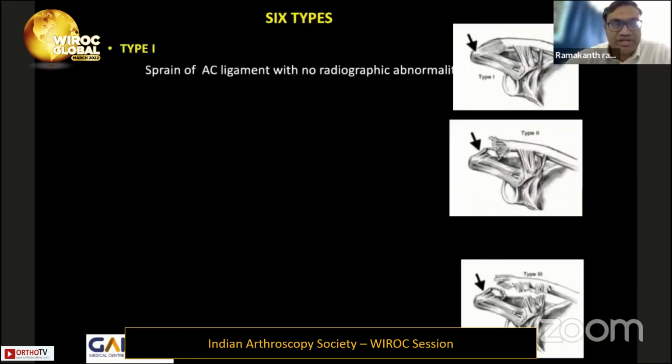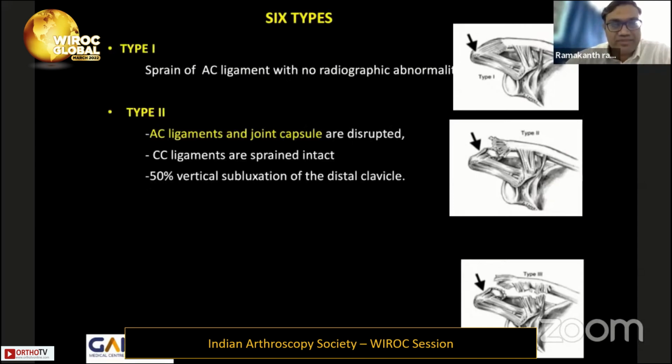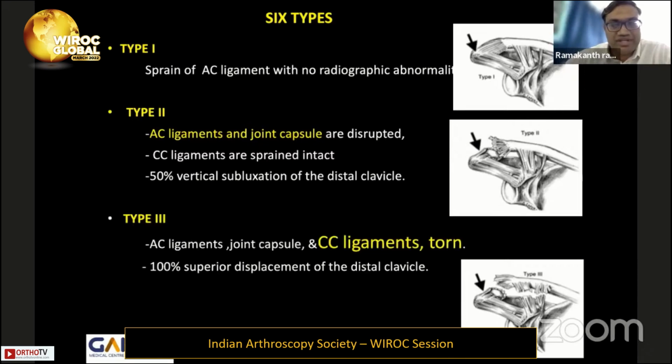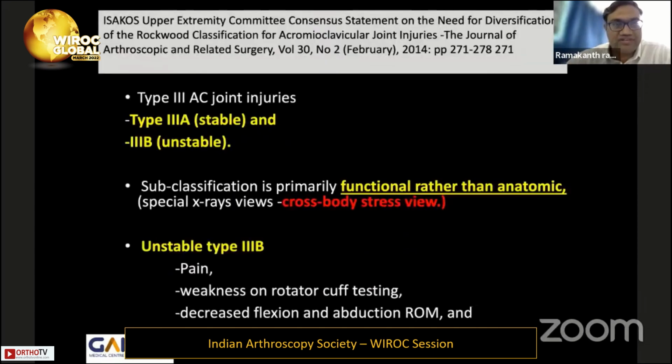So the type 1 classification is just a sprain of the AC ligaments. Type 2, where the AC ligament and joint capsule are torn and the CC ligaments are sprained, with 50% subluxation. And type 3 includes the coracoclavicular ligaments being torn, and more than 100% dislocation of the distal clavicle.